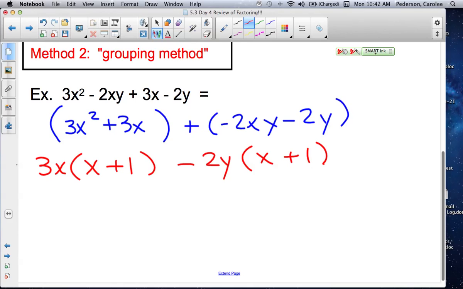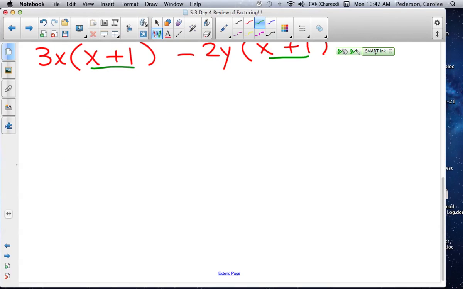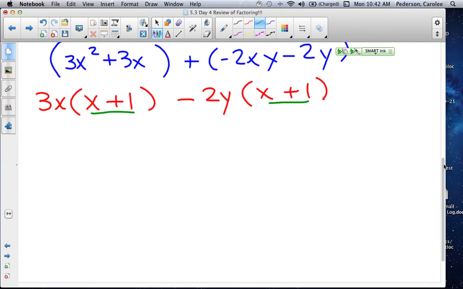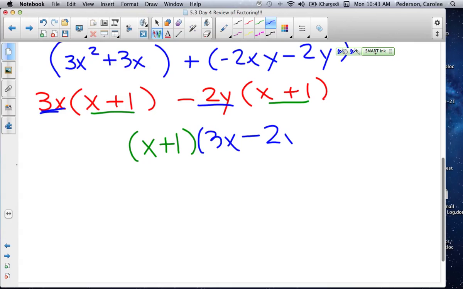What will happen every time when you do the grouping method is these 2 parentheses will match up. So now my new GCF is the x plus 1, the parentheses. And now what I'm left with when I factor out is the 3x and then the minus 2y. And now it's completely factored.